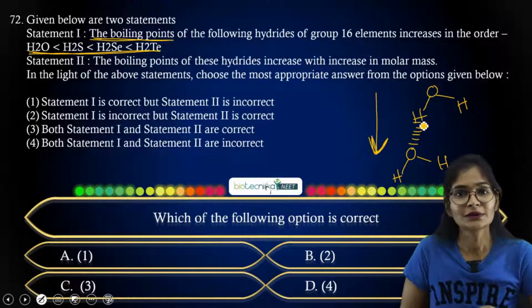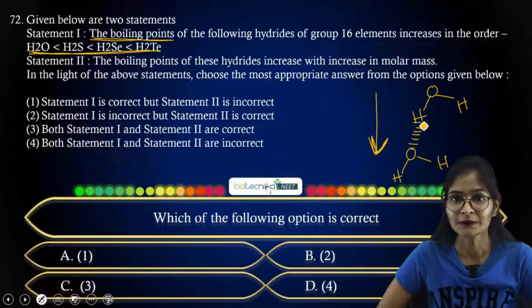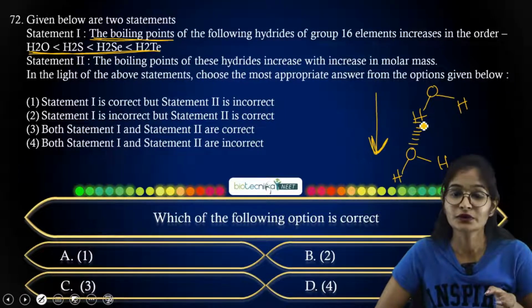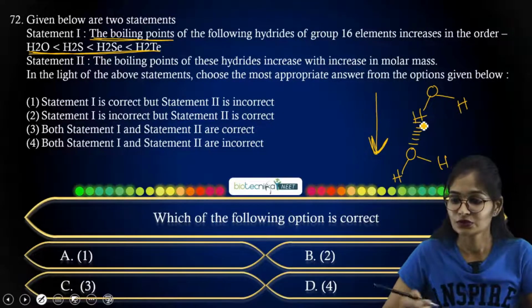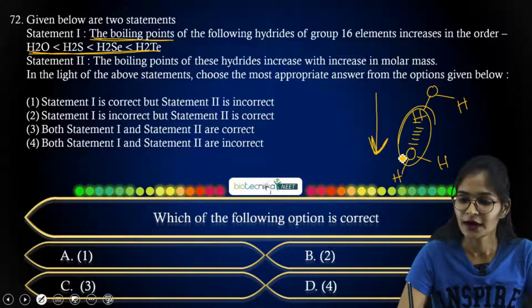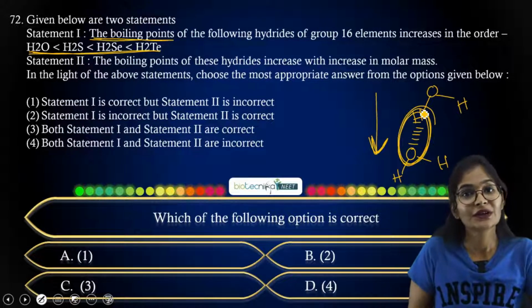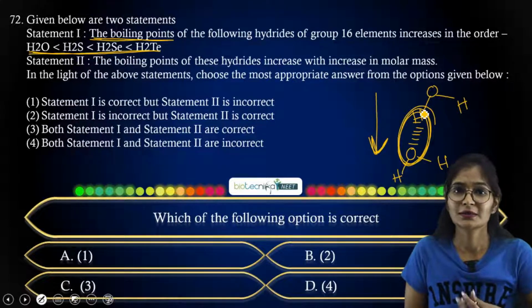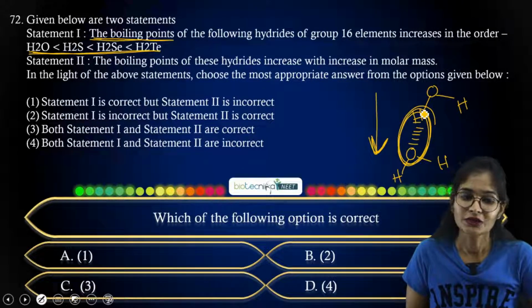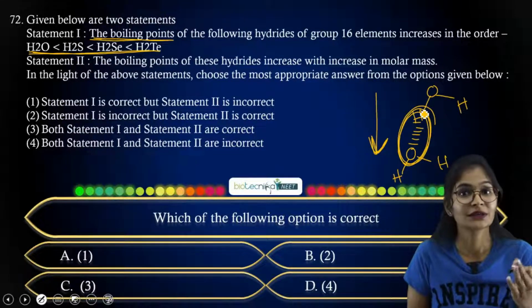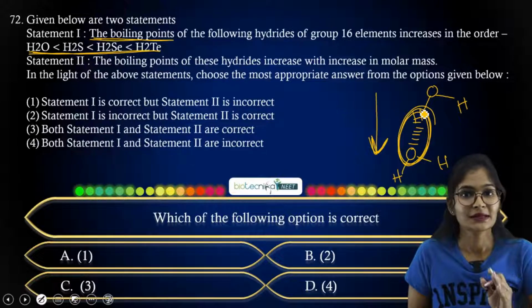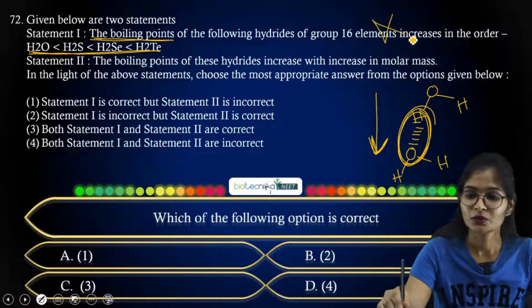In normal molecules, whenever we consider hydrogen bonding, it can be broken easily, since it is a weak force of attraction. But between two water molecules, the hydrogen bonding is a bit difficult to break, in the sense that you spend more energy compared to the remaining hydrides. So the boiling point order they have given in statement 1 is reversed. So we concluded that statement 1 is incorrect.